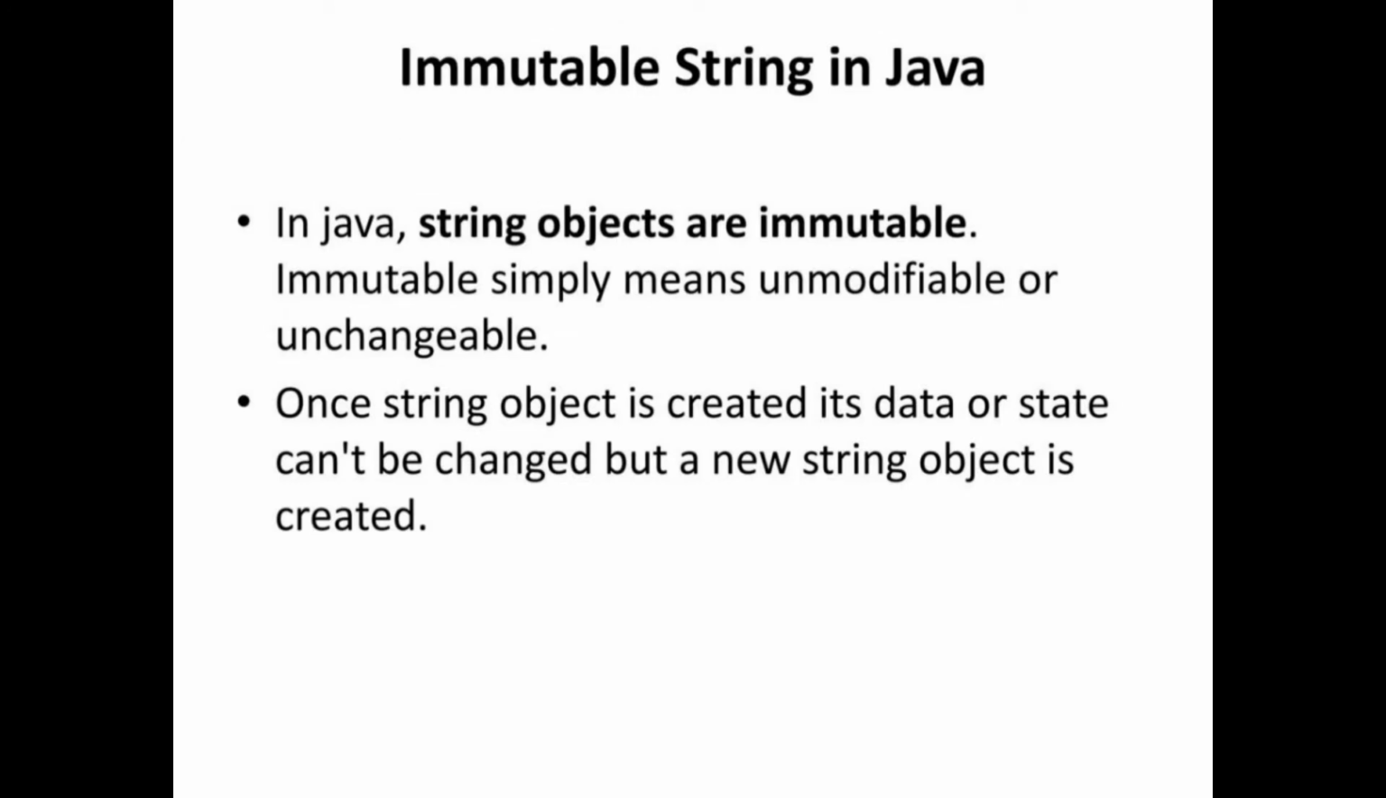Immutable string in Java. In Java, string objects are immutable. Immutable simply means unmodifiable or unchangeable. Once the string object is created, its data or state cannot be changed, but a new string object is created.